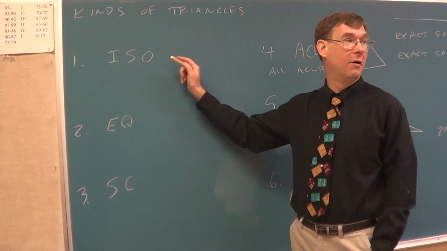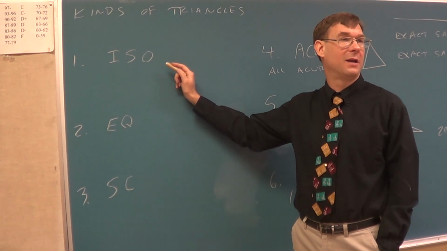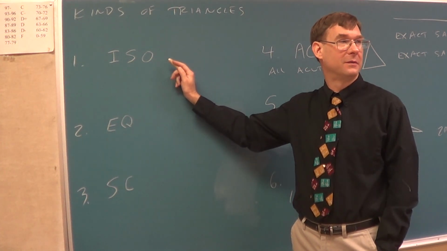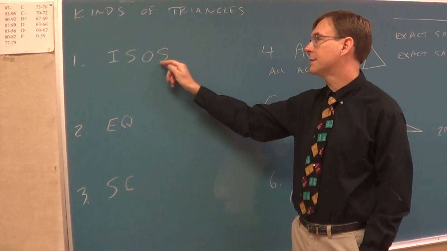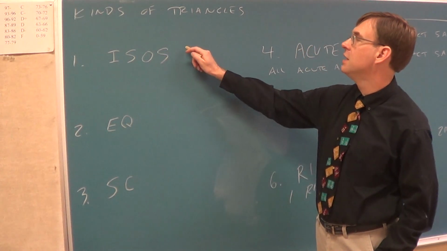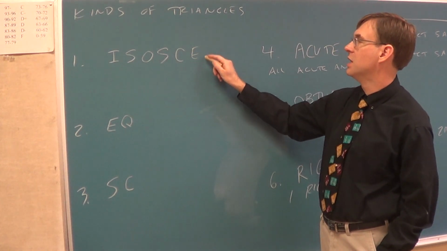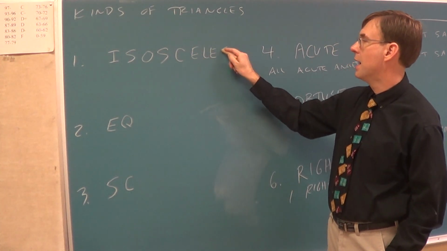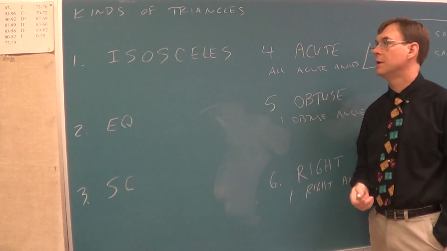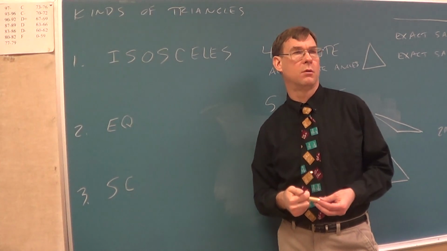I'm with you to the O. Anybody want to shoot at it? Any good spellers? It's ISOS for the isos part, and then the celes part brings a C into play, and then a bunch of E's. CELES. ISOS, CELES. Does anybody know what an isosceles triangle is about?